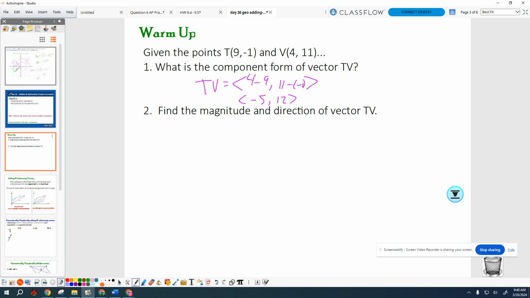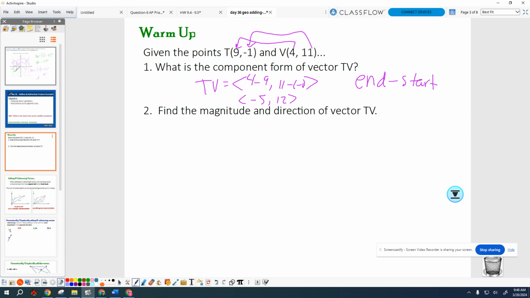So, guys, vector TV means you started at T and you walked towards V. And to calculate this, you do the end minus the start. So 4 minus 9, I agree, and 11 minus negative 1, which Adam said subtracting a negative is adding. So I agree that we get negative 5, 12.